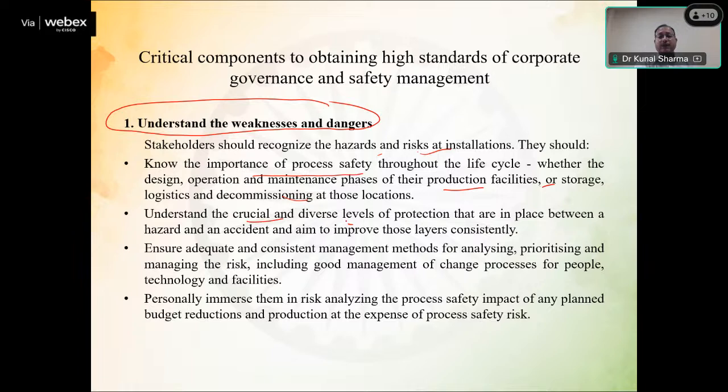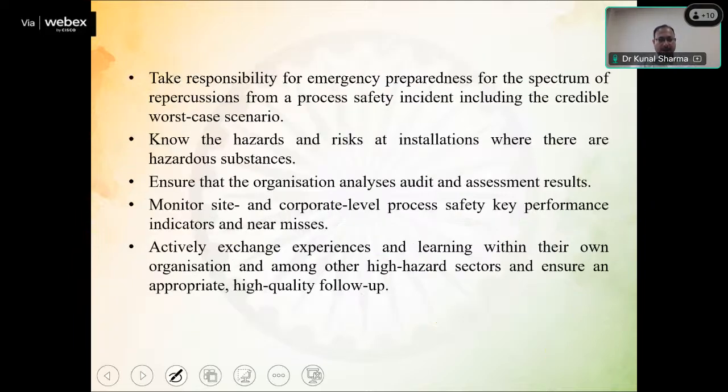We have to understand the crucial and diverse levels of protection that are in place between a hazard and an accident, and aim to improve those layers consistently. Ensure consistent management methods for analyzing, prioritizing, and managing risk, including good management of change of process for people, technology, and facilities, and analyzing the process safety impact of any plant budget reductions and production at the expense of process safety risk. If you are able to do all this at the inception phase only, then all these things can be easily mitigated. So we have to understand the weaknesses and dangers involving the use of chemicals in our plant.